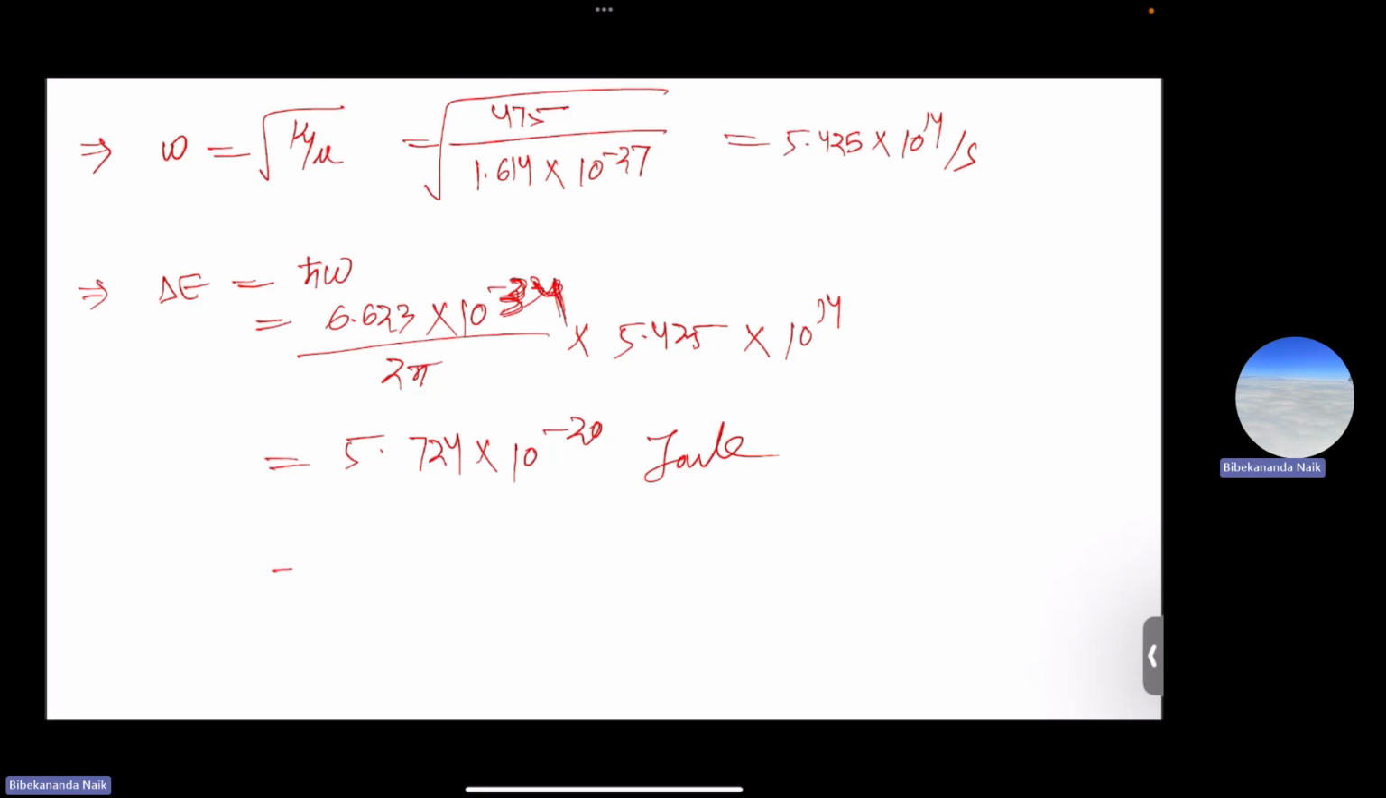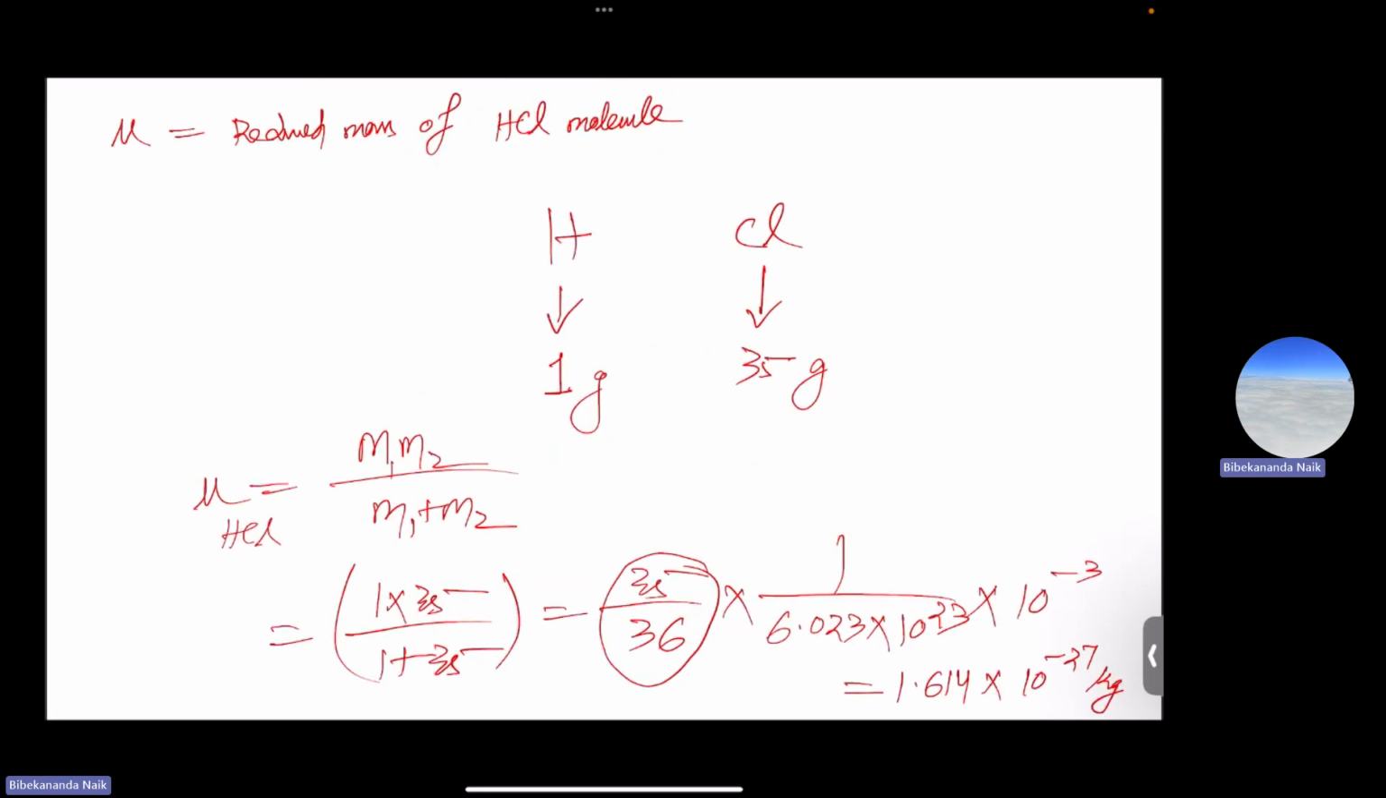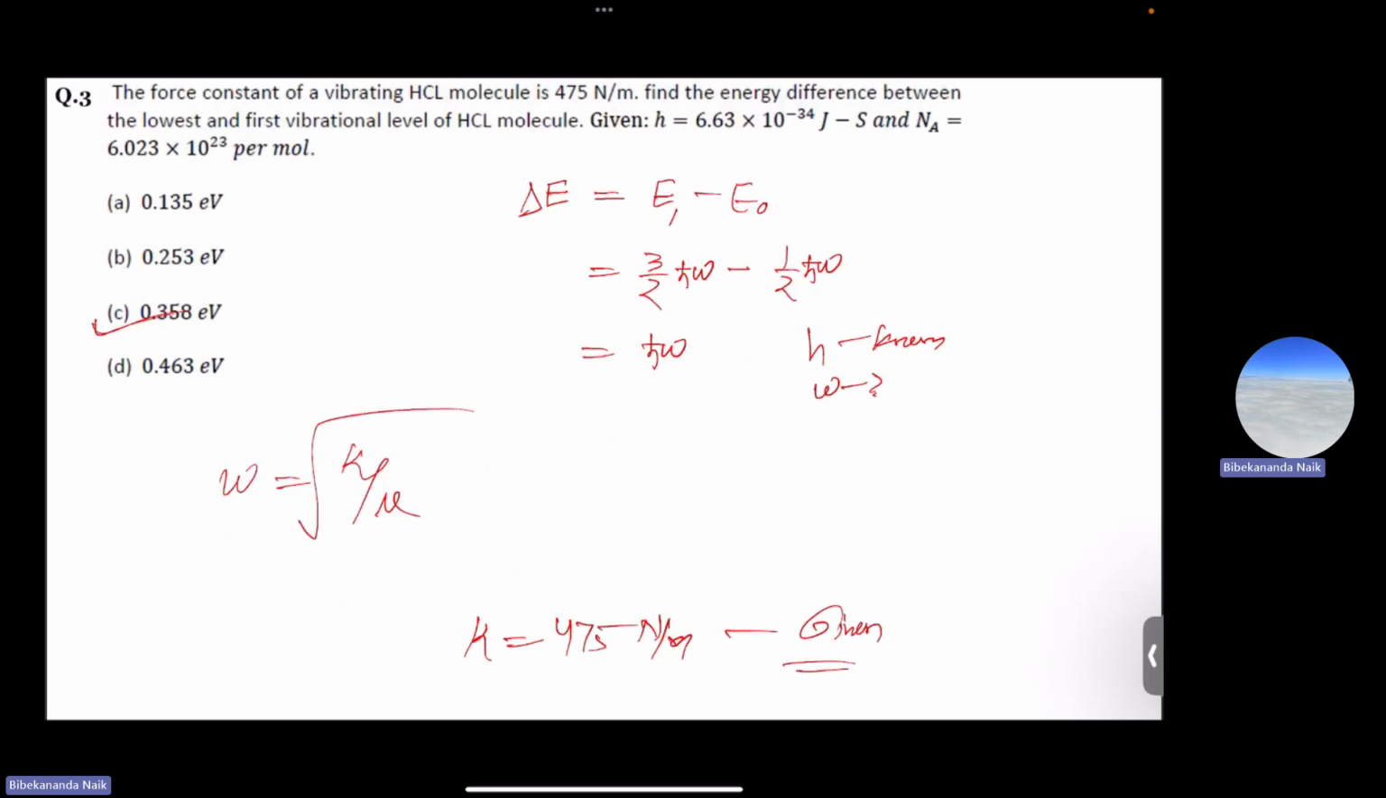If you convert it to electron volt, it will be 5.724 into 10 to the power minus 20 divided by 1.6 into 10 to the power minus 19, which is equal to 0.358 electron volt. This is the answer. The correct option is option C, 0.358 electron volt.